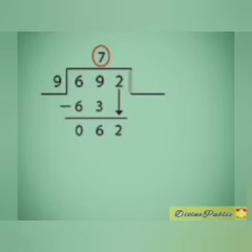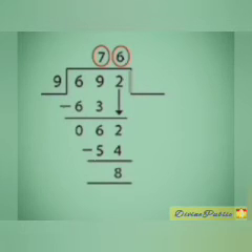Now bring down 2, write it to the right of 6. So 62 is the new dividend. 9 multiplied by 6 is equal to 54 and 9 multiplied by 7 is equal to 63, which is greater. So we take 9 multiplied by 6 is equal to 54. Write 6 in the quotient and subtract 54 from 62, leaving 8 as remainder. The quotient will be 76 and remainder will be equal to 8.